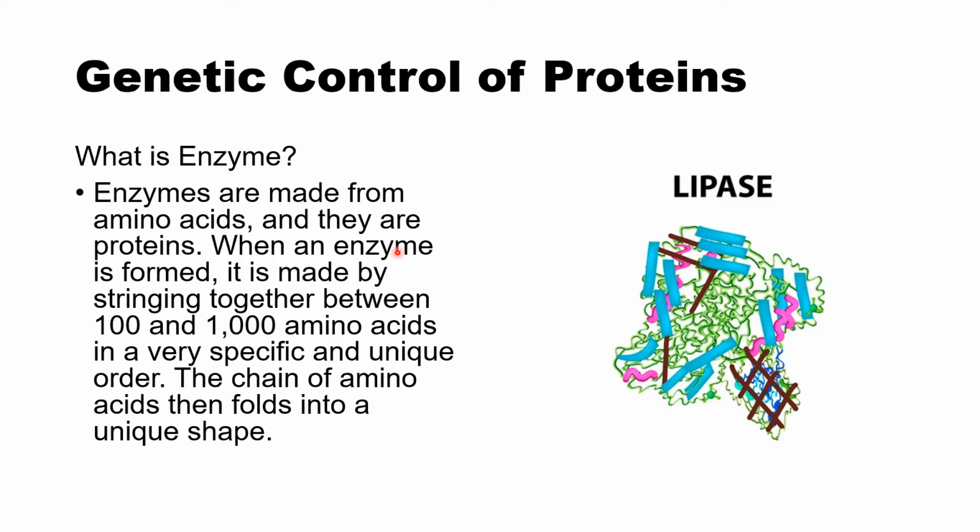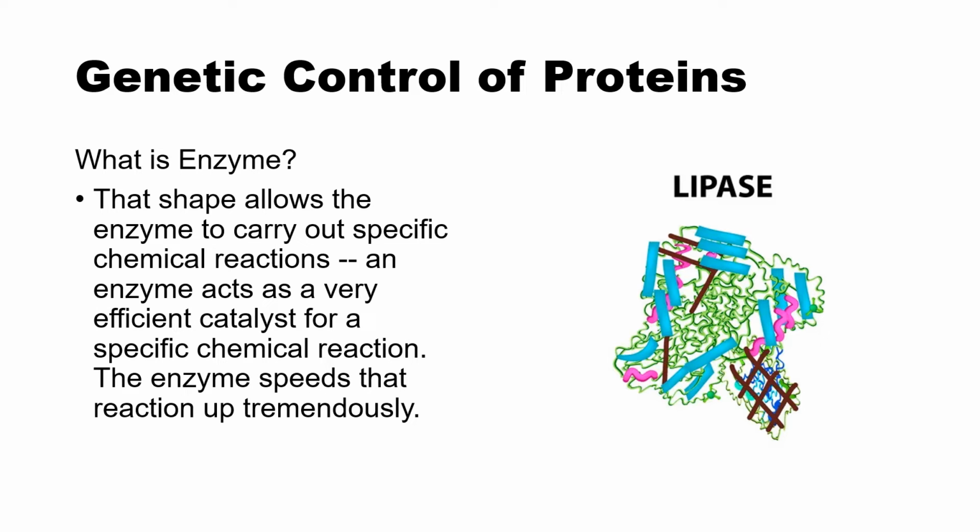Enzymes are made from amino acids and they are proteins. When an enzyme is formed, it is made by stringing together between 100 to 1000 amino acids in a very specific and unique order. The chain of amino acids then folds into a unique shape. So, meaning not all of the enzymes are structured the same. One enzyme can have 100 amino acids, then another enzyme will have 1000 amino acids, and then they are folded. They are unique with each other since yung structure nila iba-iba. So, yun yung enzyme natin.